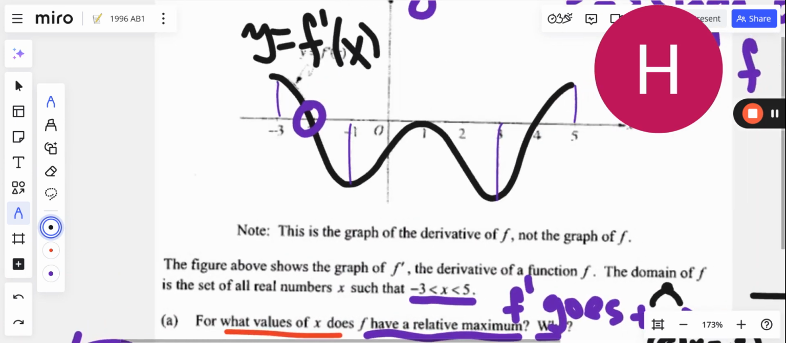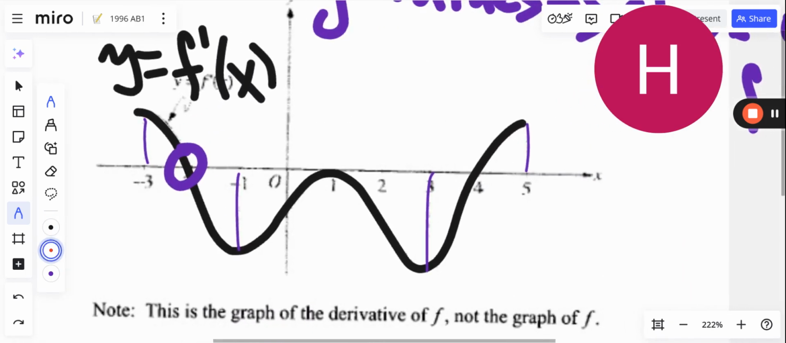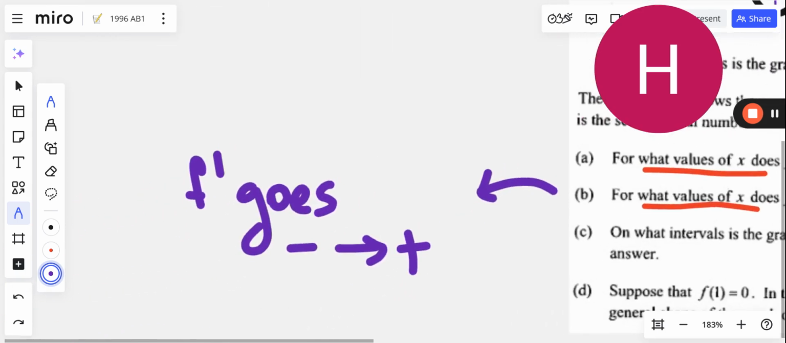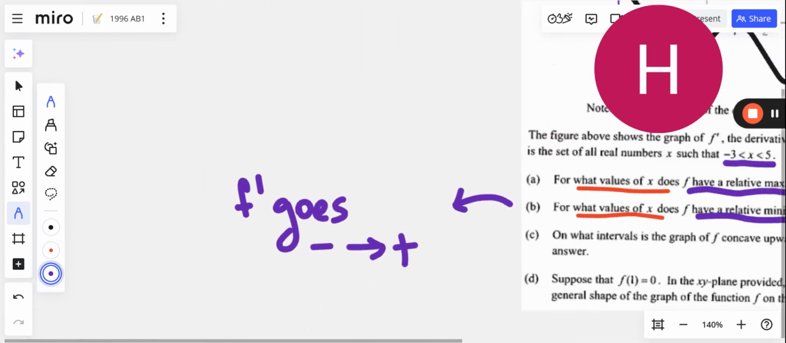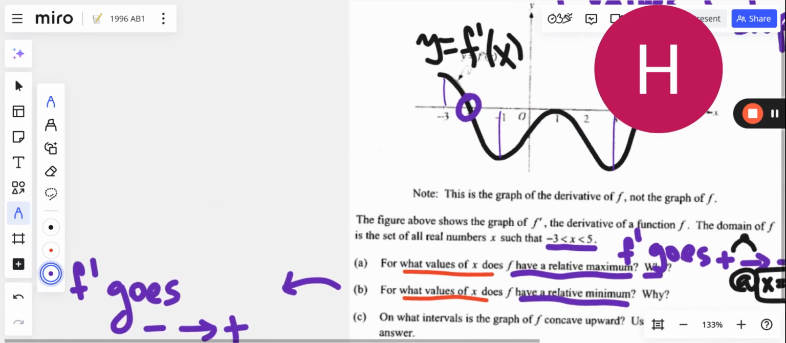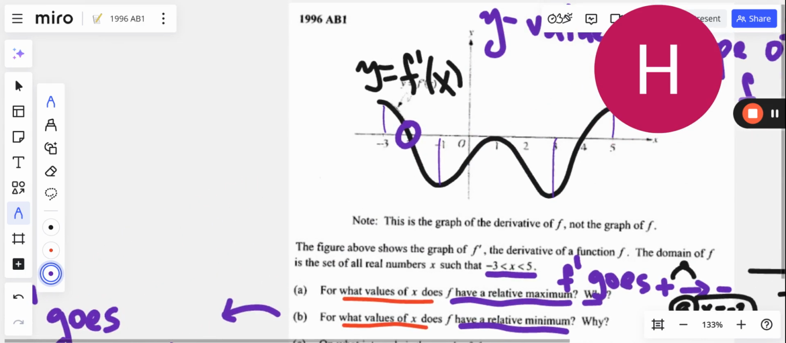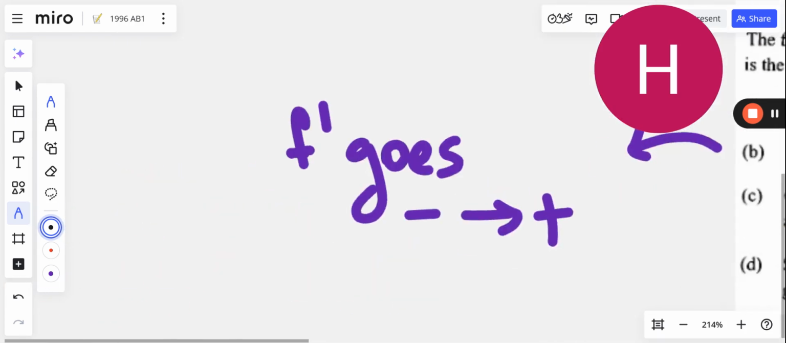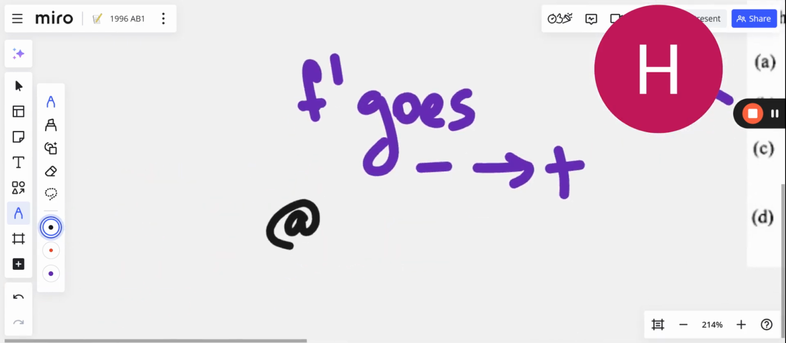Let's see when that happens. Oh, right. And since we're looking for f prime to go negative to positive, we're looking for the y values of the graph that's given, because the graph given is the f prime. Okay, when do we go from negative to positive? It looks like right here at x equals 4. So we'll say that it has a relative minimum at x equals 4.